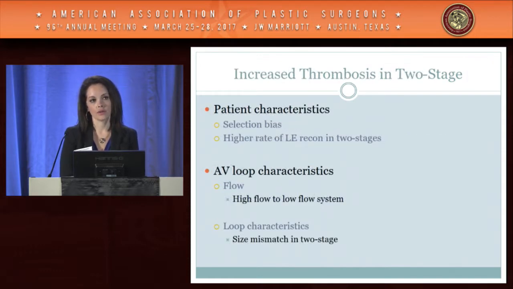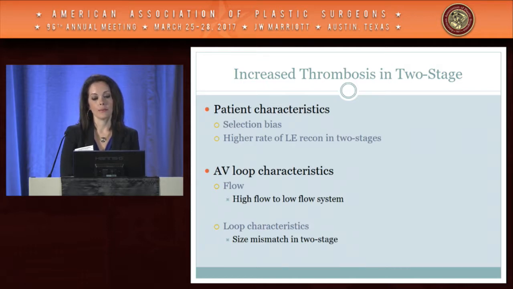So why is there an increased thrombosis in the two-stage approach? This is all purely theoretical, and it has not been definitively demonstrated in the literature. However, there certainly is a degree of selection bias, with complex patients and complex wounds undergoing a two-stage approach. Also, as previously shown, lower extremity reconstruction was commonly done in a two-stage approach. For free flaps in general, there is a higher complication and failure rate in the lower extremity. Thus, it's not necessarily surprising that there was a higher thrombosis rate in the two-stage approach, with the high proportion of flaps being done in the lower extremity.